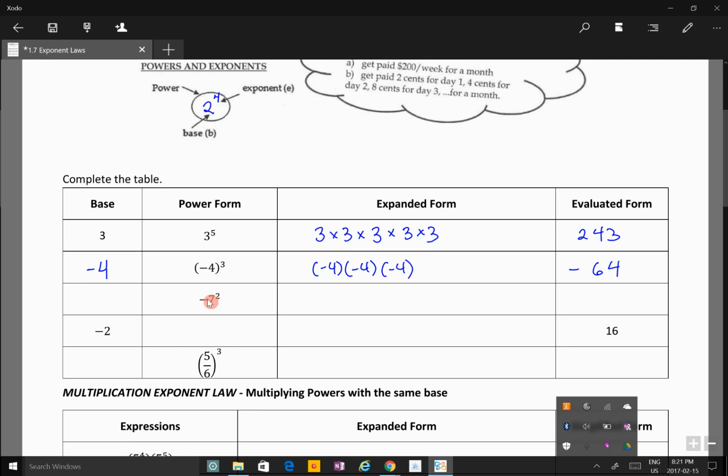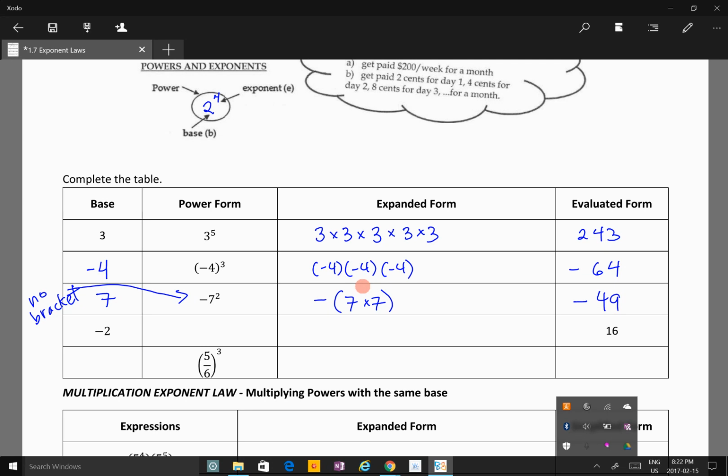-7 squared. So now keep in mind the negative is not in the bracket. There's no bracket. So the base is just 7. So I'm going to just put a note here. No bracket. And so that's why we're going to say the base is 7. And in expanded form, I'm going to say 7 times 7. And remember, the negative is outside. And 7 times 7 is 49. And the negative is outside, so it becomes -49.